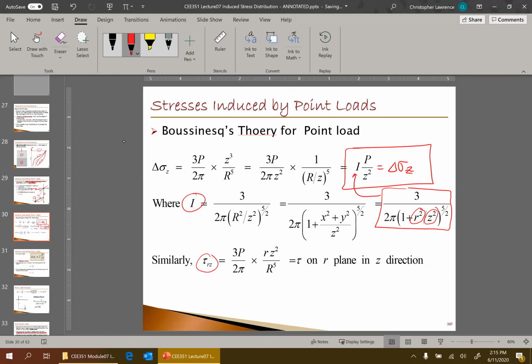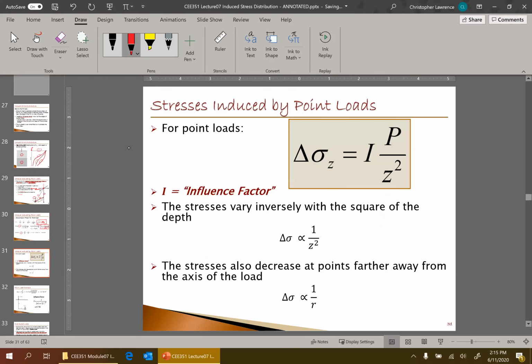We're worried once again only about the induced total vertical stress. So it always looks like this, I P over Z squared, but this influence factor I has a few different terms in it, including R and Z. Okay, so it dissipates rapidly with depth and not quite as rapidly with lateral distance away from the center line. Again, I is this influence factor.